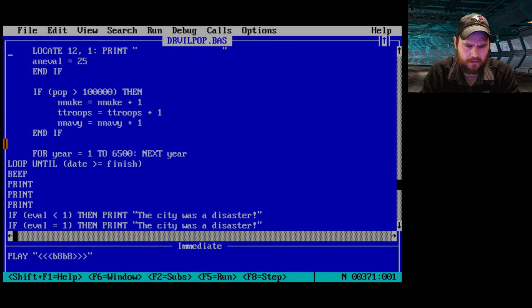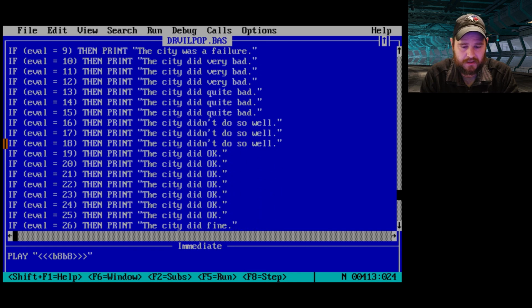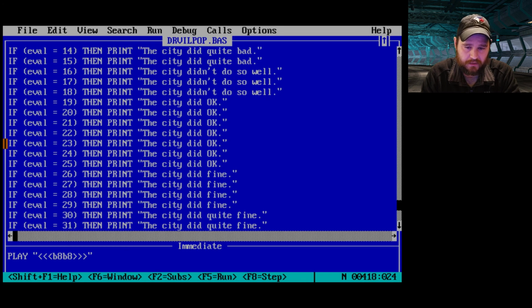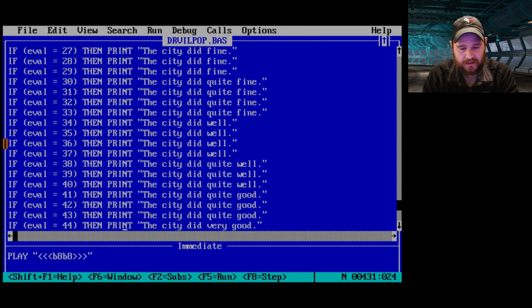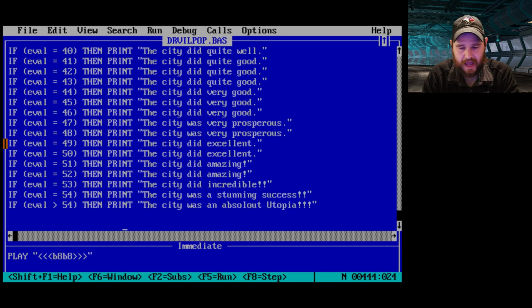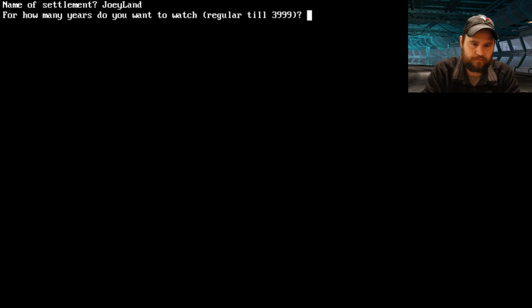Wait a second, what's happening here? Oh. Okay, so once you get past your finished year, you get another beep, and then you print all the evaluations, except this time it's not a centennial evaluation. This is your overall evaluation. And again, this follows the exact same format and style as the centennial evaluation. The city was an absolute utopia. All right, awesome. Well, we did it.